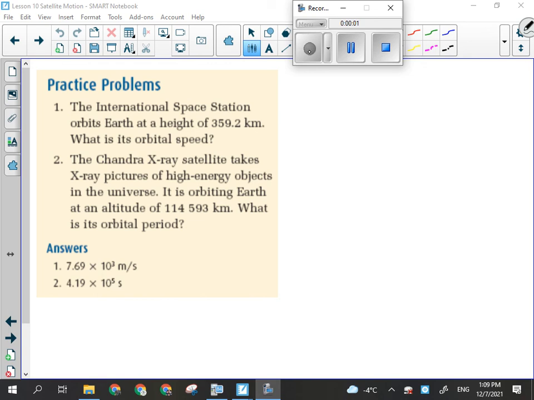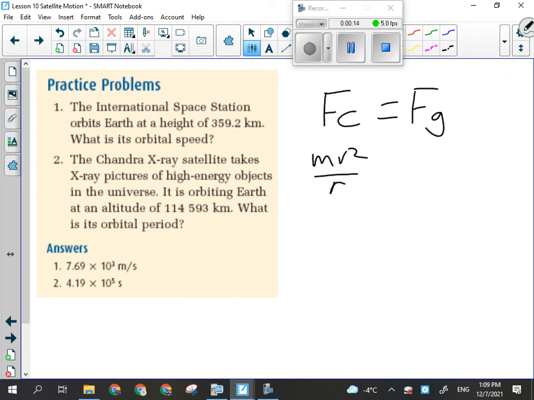Okay, so satellite motion. Anytime a satellite orbits another body, the centripetal force is being provided by the force of gravity. Okay? And that means mv squared over r equals big G times mass 1 times mass 2 over r squared. And this mass over here is the orbiting mass. So we usually say mass 1 is the central mass and mass 2 is the orbiting mass.